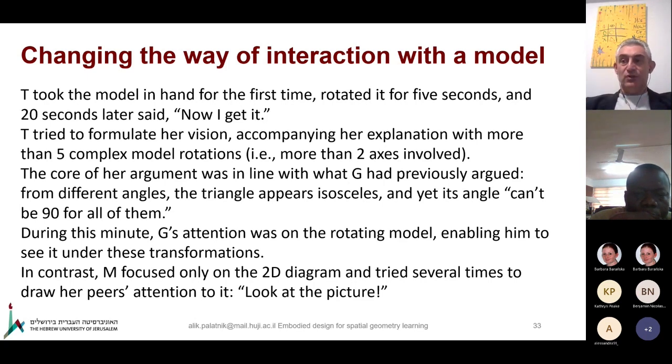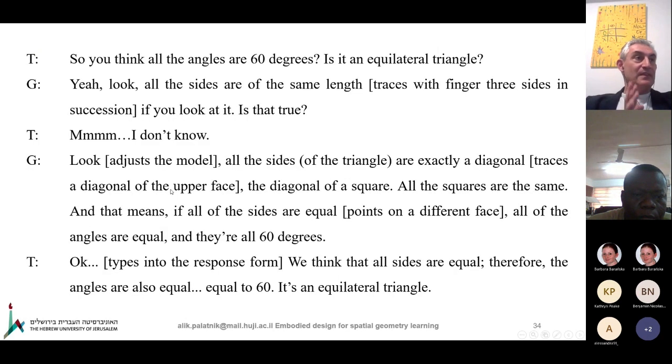In contrast, another girl was sitting there and totally ignoring the rotation of the cube. She was focused on the 2D diagram and tried several times to draw her peers' attention to it. She just said, look at the picture. She almost said, forget about the cube, just focus on what we have. And then you can see how the right, correct solution is born. It was born from some tentative ideas, and then it was solidified through rotation of the model.